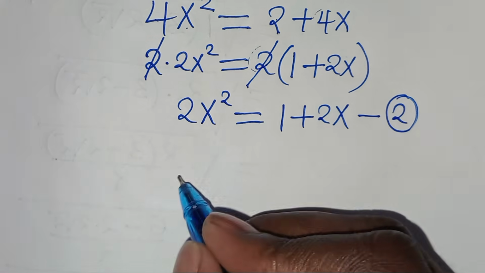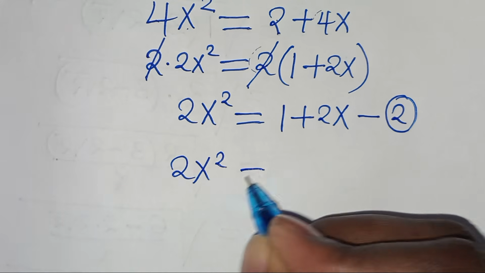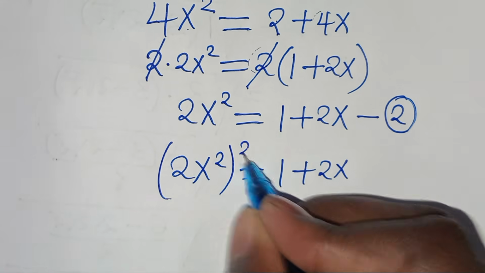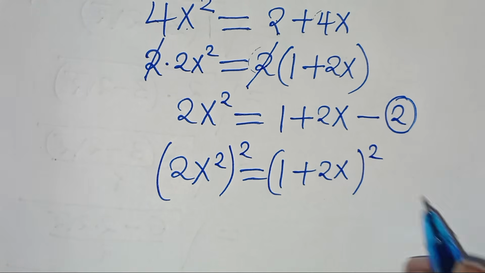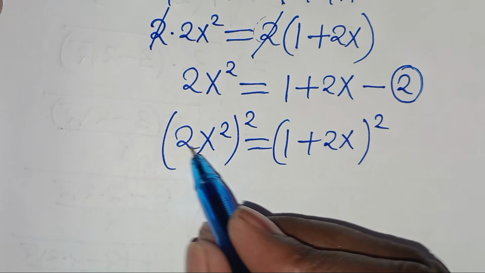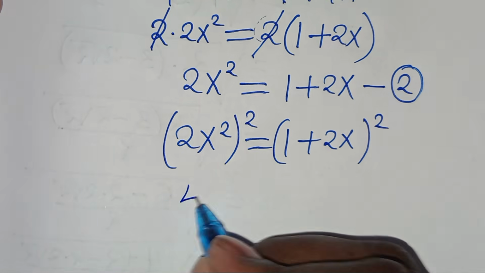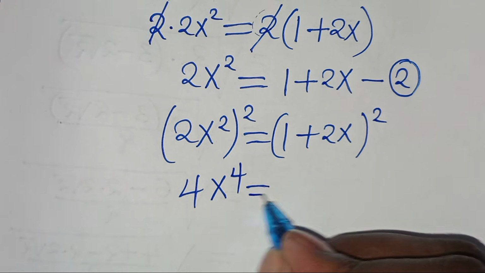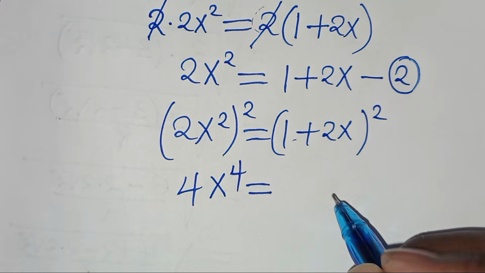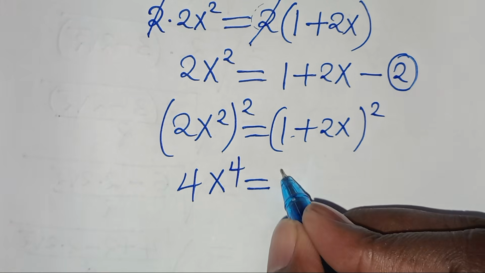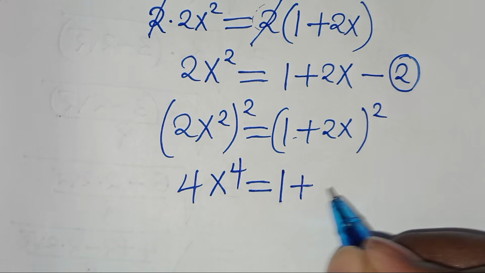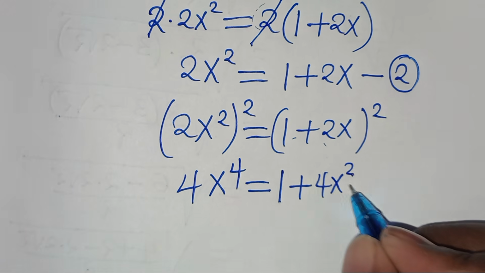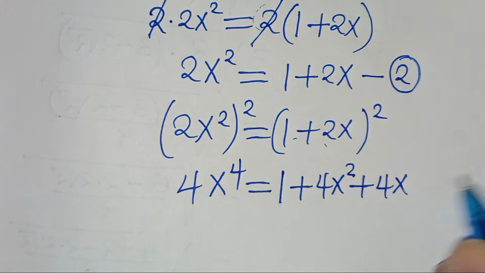The next step is that we have 2x to the power of 2. This is equal to 1 plus 2x. So the next step is to square on both sides again, so that now here we have 2x to the power of 2 to the power of 2. So this is 4x to the power of 4. This is equal to 1 plus 2x to the power of 2. So let's expand this. This is 1 squared, which is 1. Then plus 2x to the power of 2, this is 4x to the power of 2. Then plus 4x.